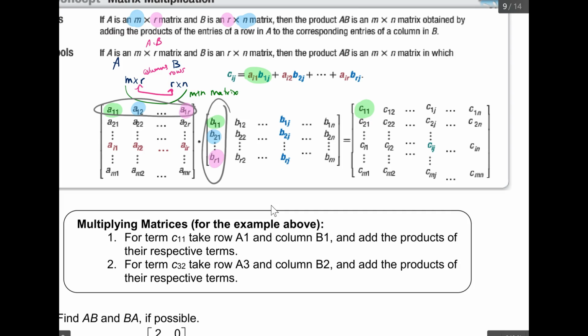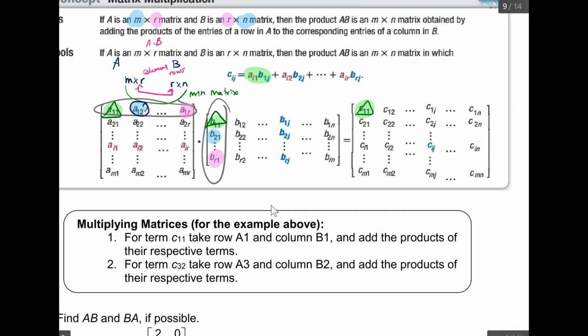Where should I put my blue dots? I'm going across my row, down my column. Where does this multiplication go on my C? If I take this first one, A11 times B11, where do I put it? C11. It looks like CIJ. C11.